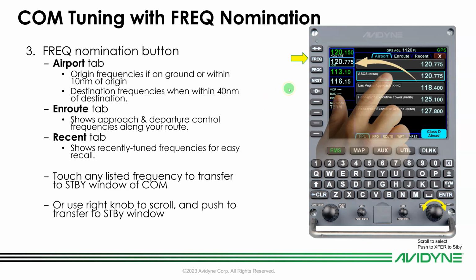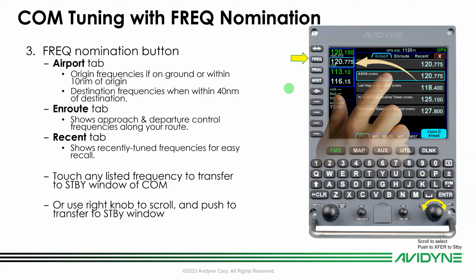The airport tab, when you're sitting on the ground at your departure airport, is going to have your origin frequencies at your local airport pretty much in the order that you need them. Once you depart that airport and are en route, you can go to the en route tab, and it will give you center frequencies and flight service and those sorts of things. When you get within 40 miles of your destination airport, go back to the airport tab, and it will have all your arrival frequencies in the order you need them. So you rarely have to manually type in a frequency. You can simply go through the nomination list, and it's always going to have the frequencies that you need.